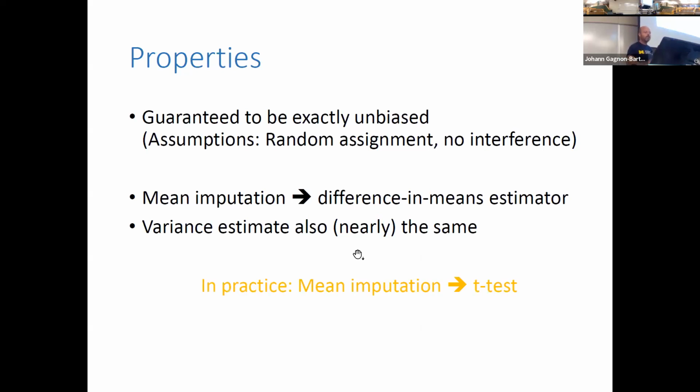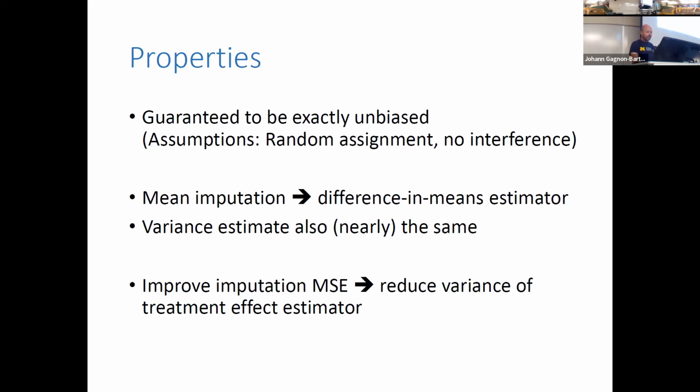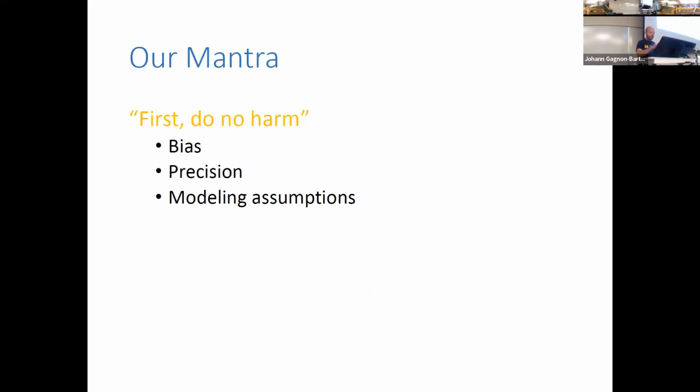If you did mean imputation, the variance estimate ends up being nearly the same as the normal t-test variance estimate. So what this means in practice is that doing mean imputation basically reduces you back to the t-test, which is very nice, because what this is saying is that if you can improve upon mean imputation, then you can improve upon the difference in means. And so basically what we've now given ourselves is the task of coming up with a prediction model that does better than mean imputation. Okay, so going back to our mantra here.